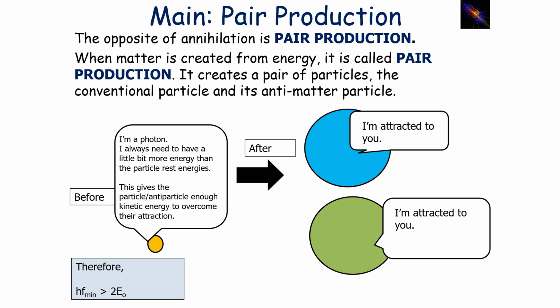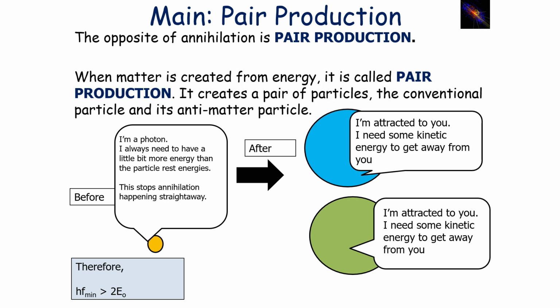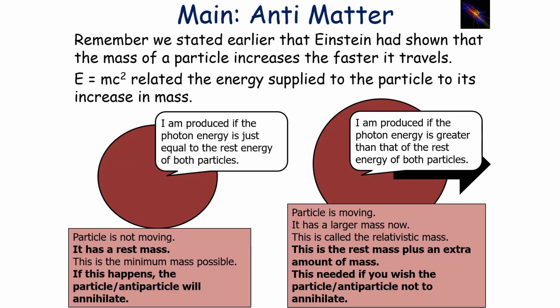Now, it's important to note that the photon will always need a little bit more energy than the minimum, because this gives the particle and antiparticle enough kinetic energy to overcome their attraction to each other and not just annihilate themselves as well. So that's very, very important. That's actually slightly bigger than the minimum energy required. So it's important to note that if the particles just have their rest mass, the particle-antiparticle will annihilate, but if you wish them to have a little bit more, they'll have enough kinetic energy to get away from each other.